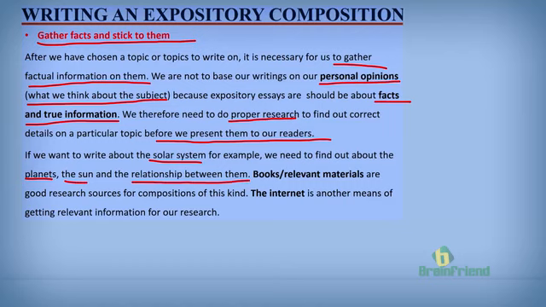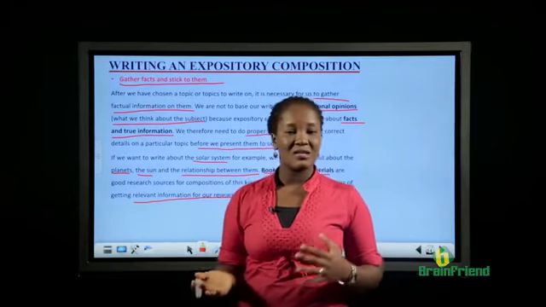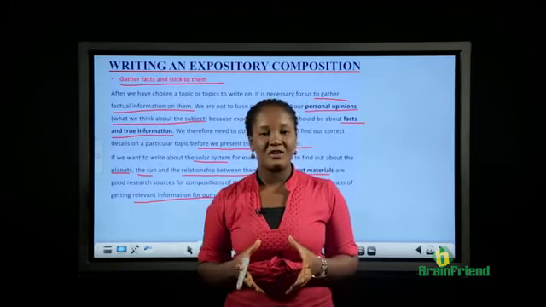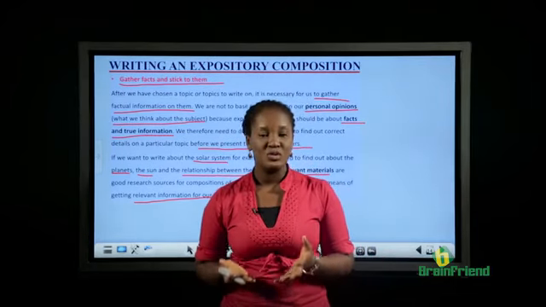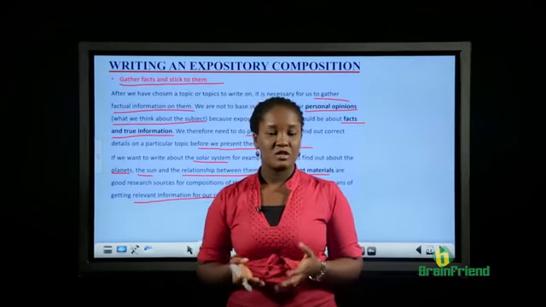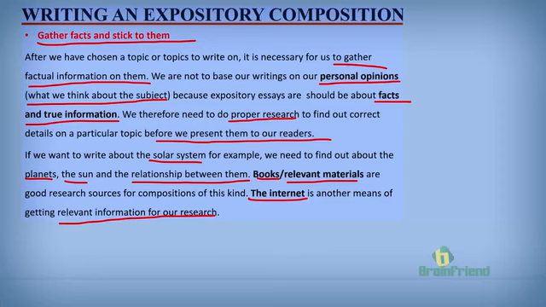Now, some sources of research or some materials that would help us in our research include books and relevant materials. We also have the internet as another means of getting relevant information for our research. So we can read books, journals, articles, different materials to gather information about a particular topic. We can also take advantage of new technology, that is the internet. Surf the net for new and relevant information concerning a particular topic you wish to write about.